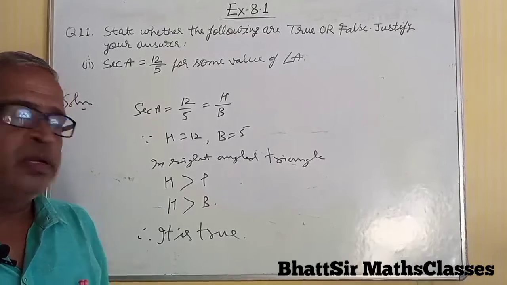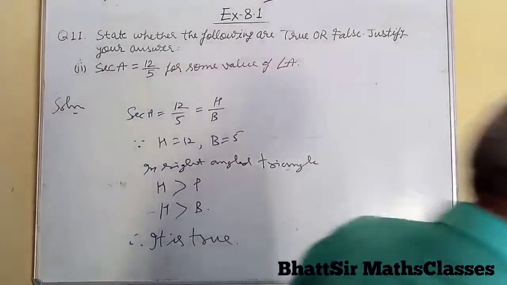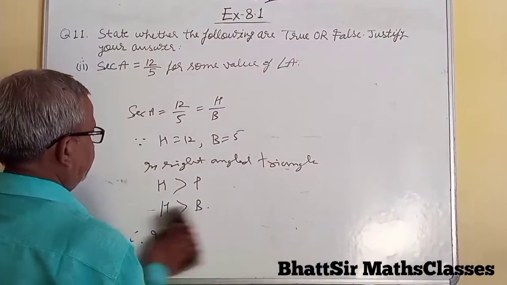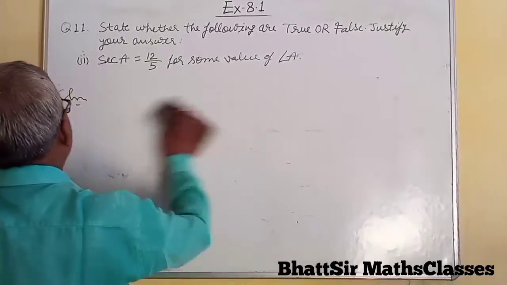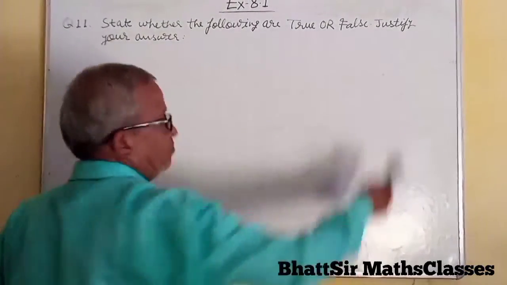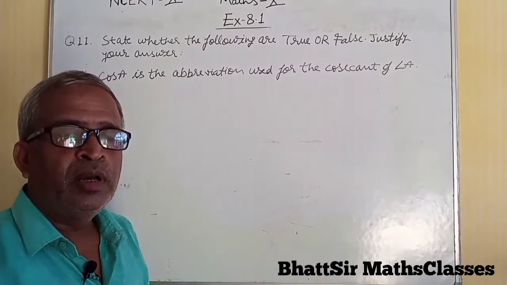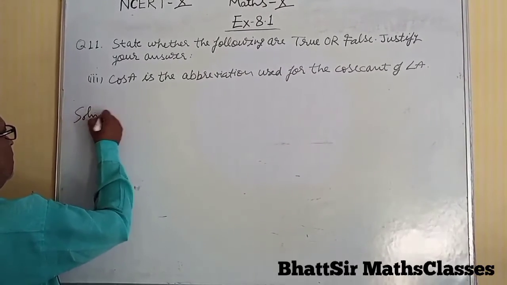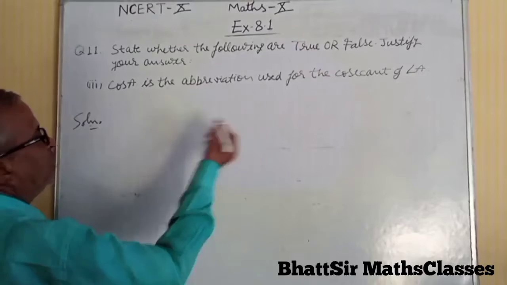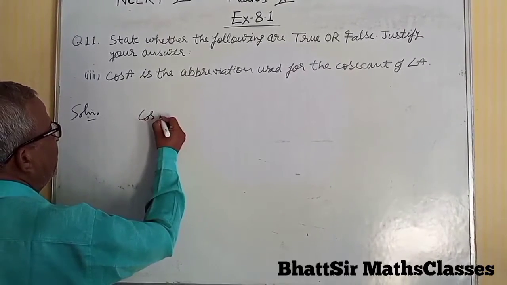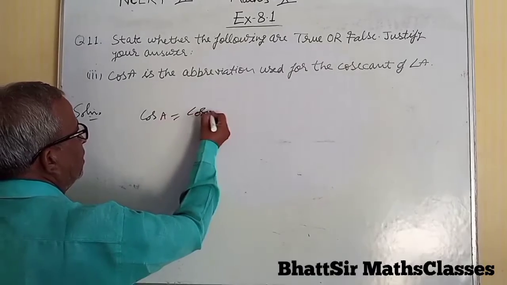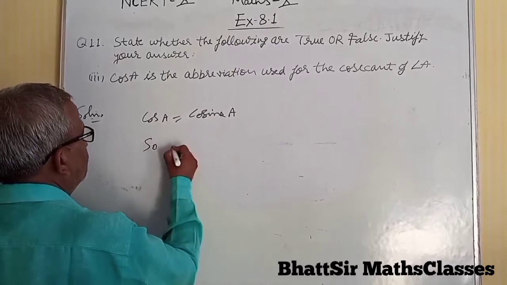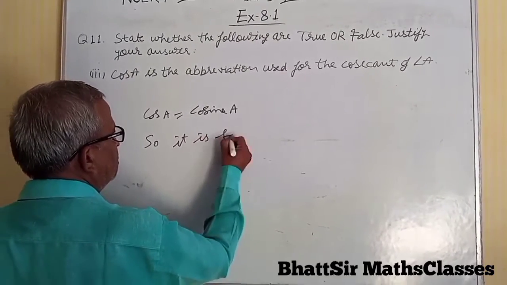Okay. Now I am attending third part of question number 11 of exercise 8.1 NCERT 10th standard. I am giving a solution. Cos A is the abbreviation used for cosine A. So it is false.